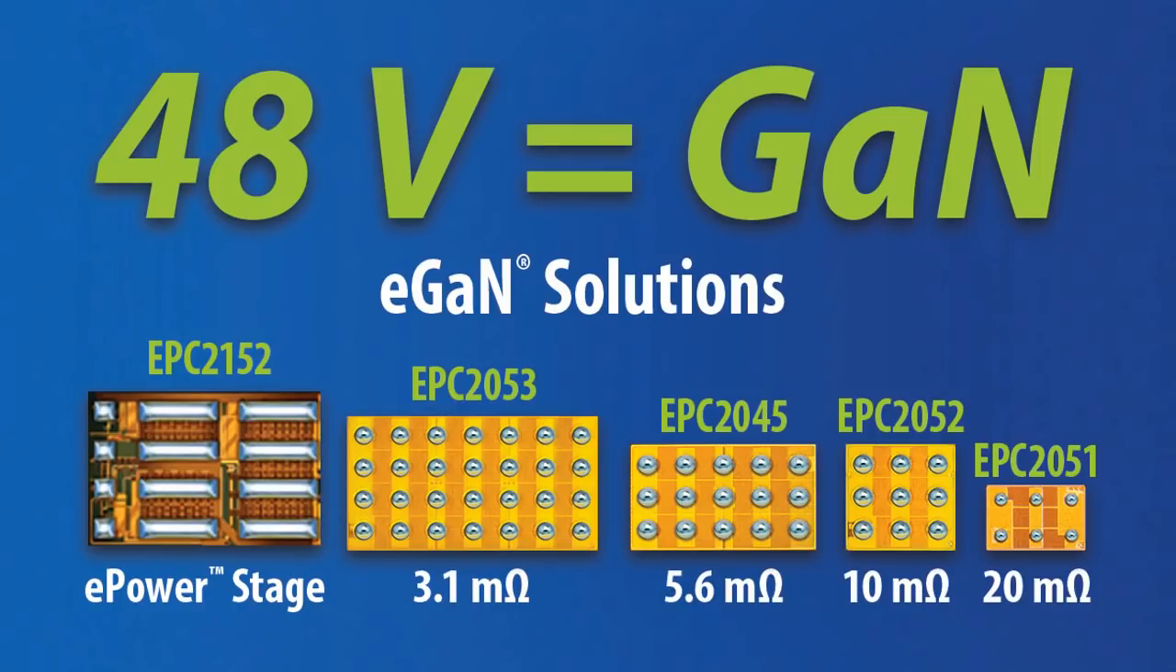Let's look now at the specific portfolio for 48 volt DC to DC. All the applications we mentioned required a 48 volt input power, and this requires 100 volt devices. This voltage range is the sweet spot for GaN technology. In all topologies with 48 volt input, the highest efficiency comes with using our GaN devices.